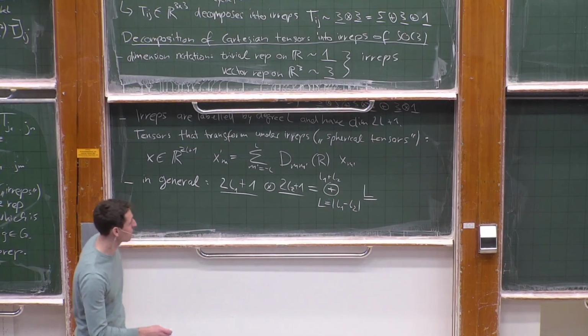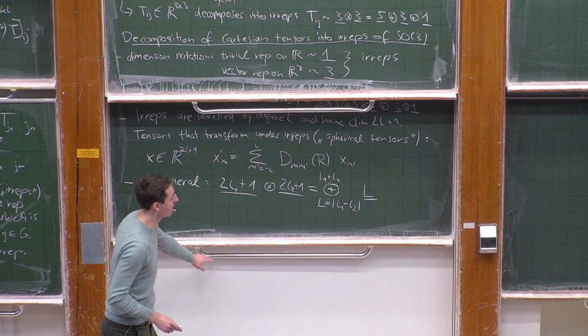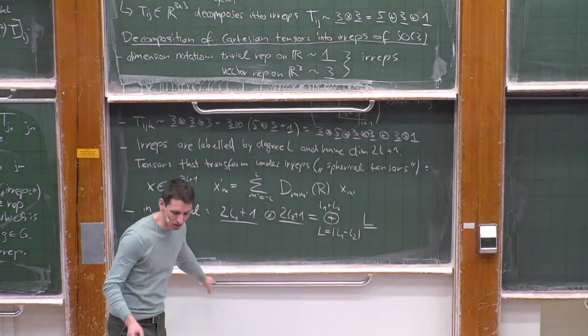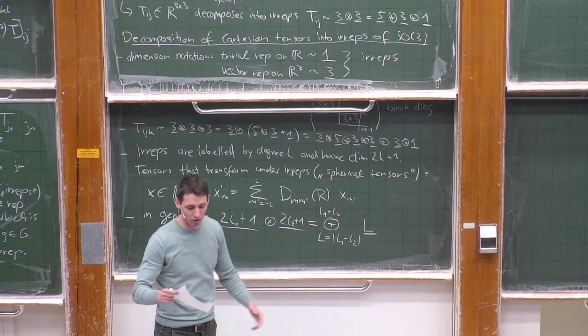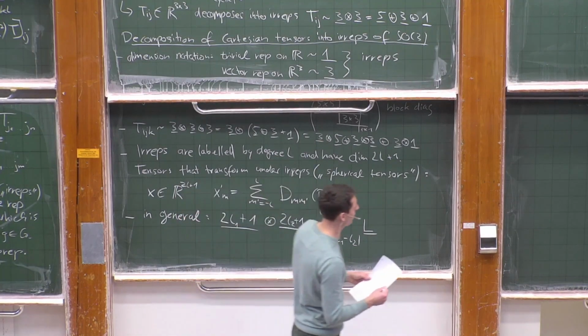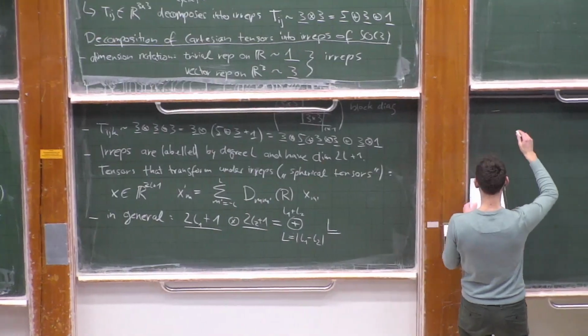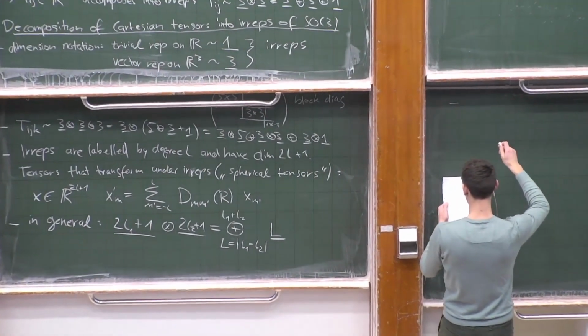Okay, but this was only in terms of the dimensions. Now I want to show you how this decomposition works in terms of the coordinates. And what we need for this are the so-called Clebsch-Gordan coefficients.